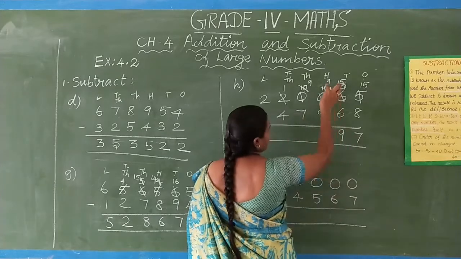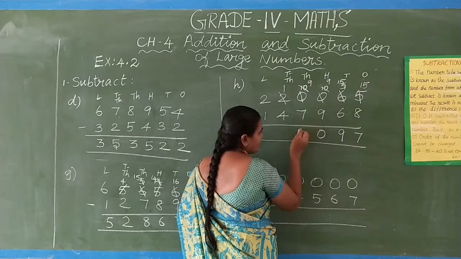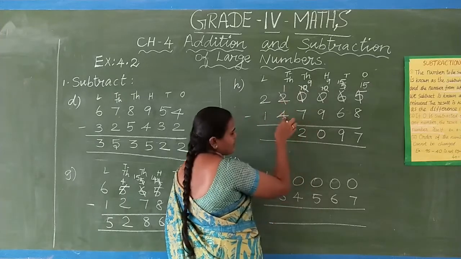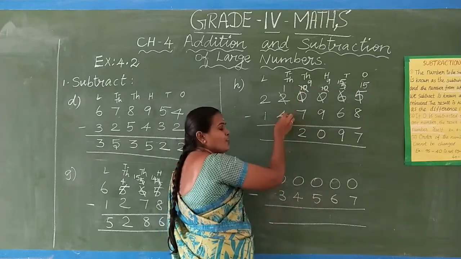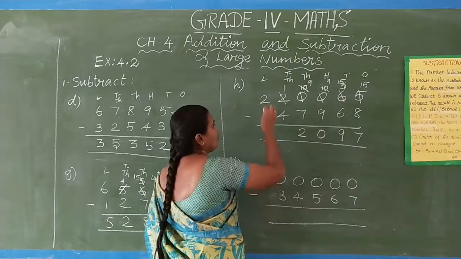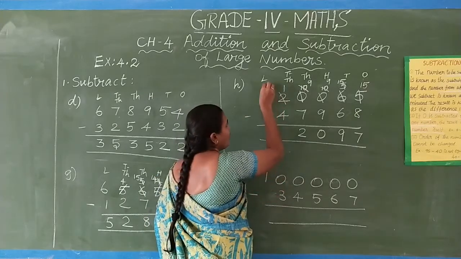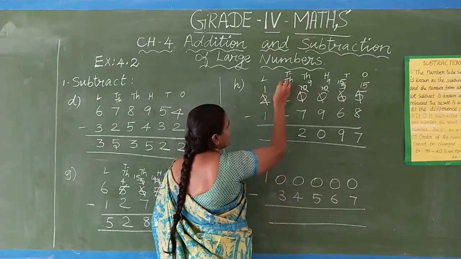Now here 9 minus 9, 0. 9 minus 7, 2. 1 minus 4. 1 is the small number, 4 is the big number. So we can't do the subtraction, so borrow. Here 2 means we reduced 1 and write. So 2 minus 1, 1. So this 1 changed into 11.